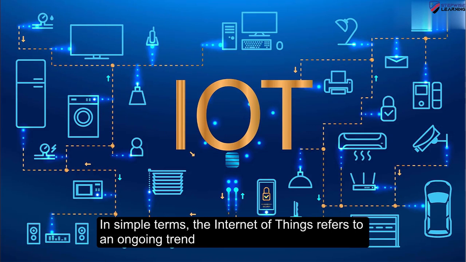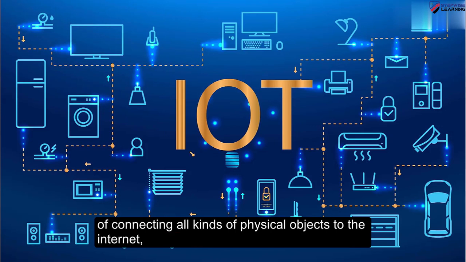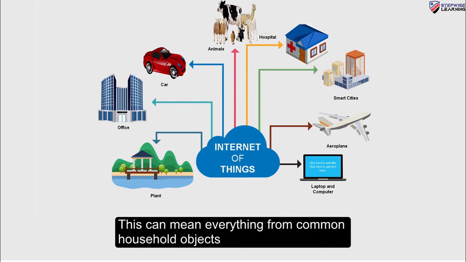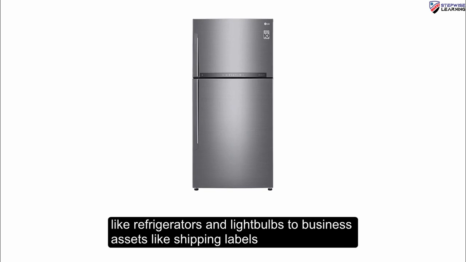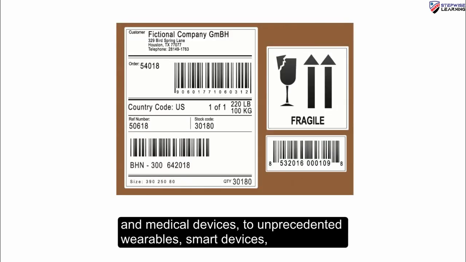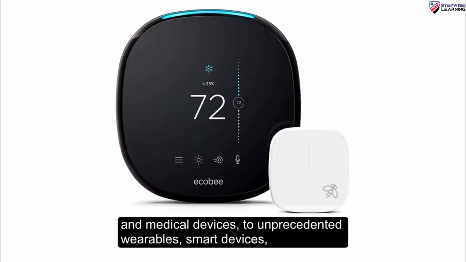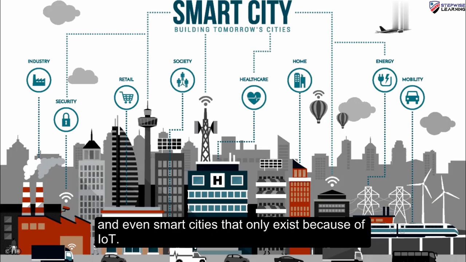In simple terms, the Internet of Things refers to an ongoing trend of connecting all kinds of physical objects to the internet, especially ones that you might not expect. This can mean everything from common household objects like refrigerators and light bulbs to business assets like shipping labels and medical devices to unprecedented wearables, smart devices, and even smart cities that only exist because of IoT.